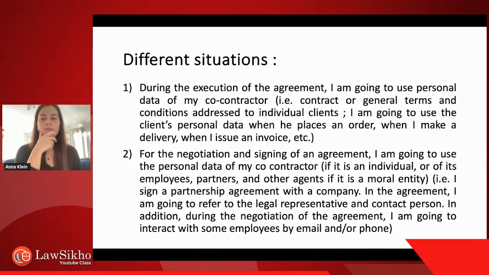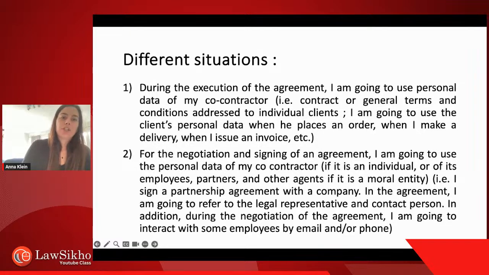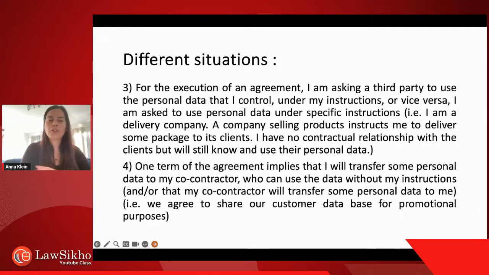And of course, when you're negotiating the agreement, oftentimes you exchange some emails, perhaps some phone numbers. Again, a company doesn't have a voice and cannot type emails. Well, maybe now with artificial intelligence, we're going to have some more automatic replies, but most of the time it's an individual typing an email. So whenever you're sending an email, you're sending it to someone, or whenever you're calling someone, you're calling an individual. So those are the first two situations: I'm executing the agreement and I'm using personal data, or I'm negotiating or signing my agreement, and I'm still using personal data. We're going to get back to those examples, but I just want to lay out the different situations.